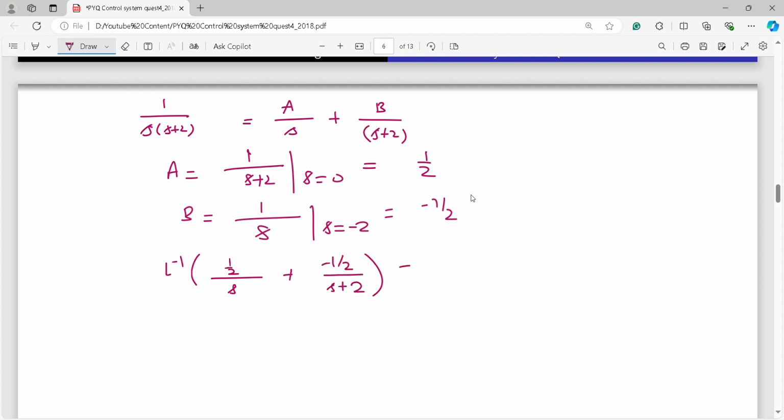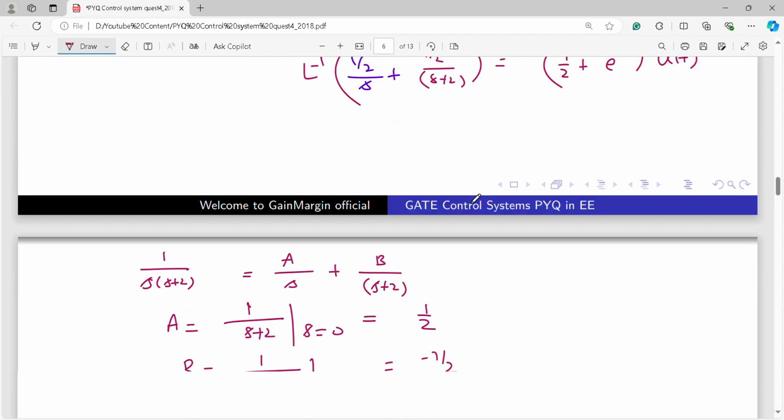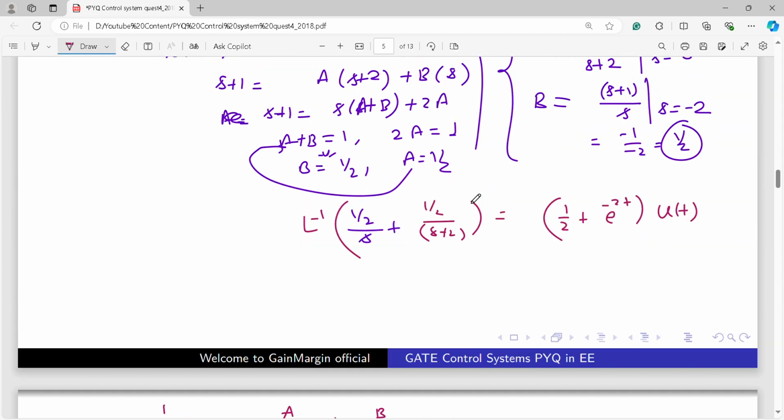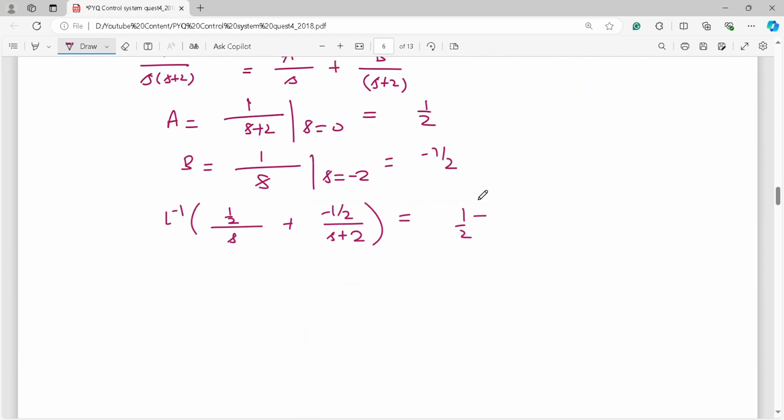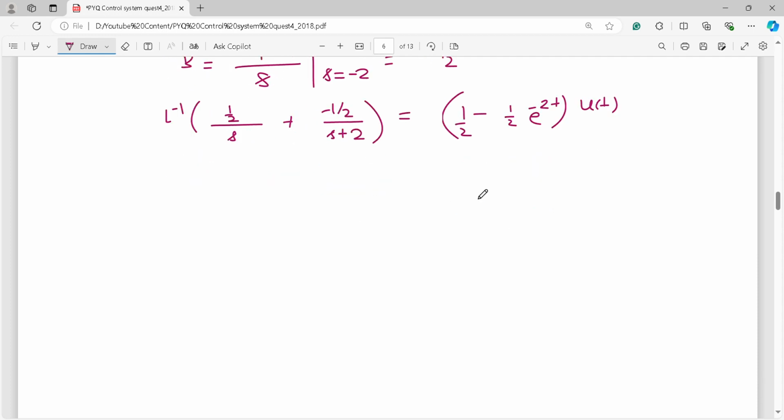Is coming 1 by 2. Here is a, we are missing one more term, right? Here is a 1 by 2. All right, don't make a mistake. Okay, so 1 by 2 minus 1 by 2. Okay, so here ultimately we find out the finite state transition matrix.